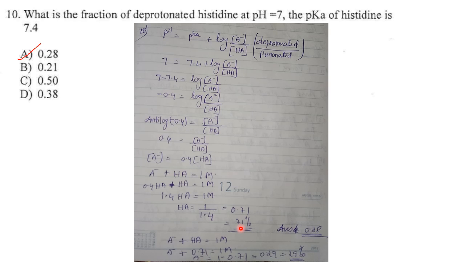But they have asked for the deprotonated histidine. So you have to find the value for A minus. Now you have got the value for HA only. So for A minus, you substitute the value of HA and you will get it as 29% or 0.28 as in option A. So the answer here is option A.